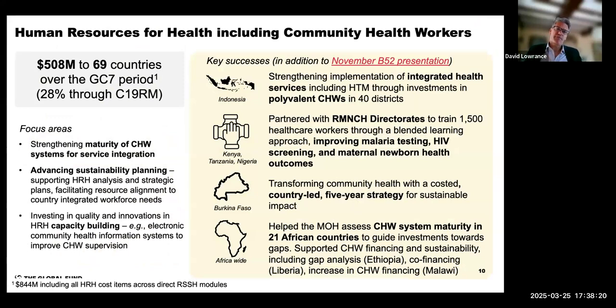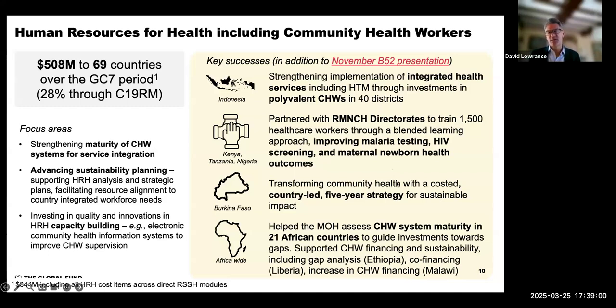So we wanted to start with this example on human resources for health, including community health workers. And you can see the very large investment across a wide number of countries. There's a significant proportion, about a third, that's come from the C19RM. And these examples you'll see in a number of countries, but here featuring Indonesia, where there's been an expansion of the polyvalent community health worker workforce.